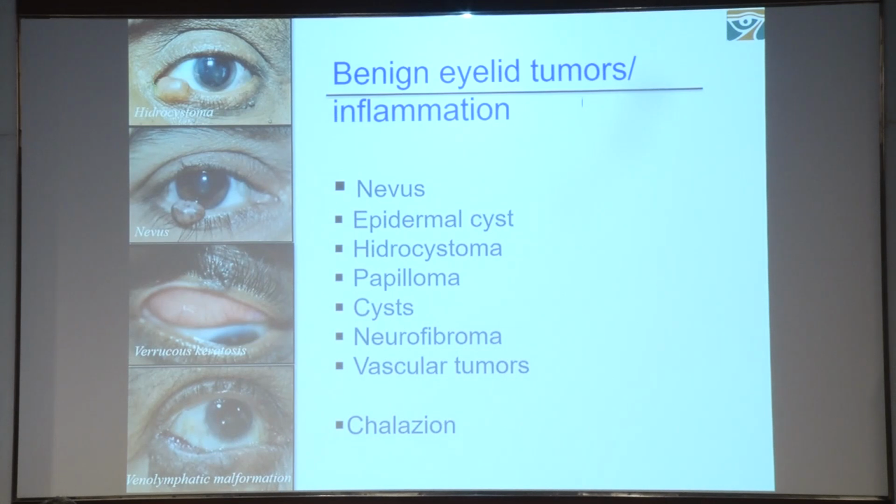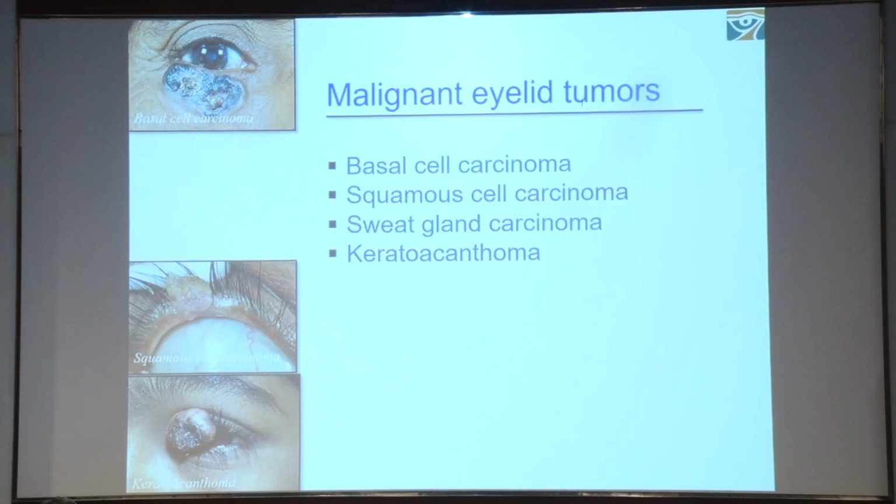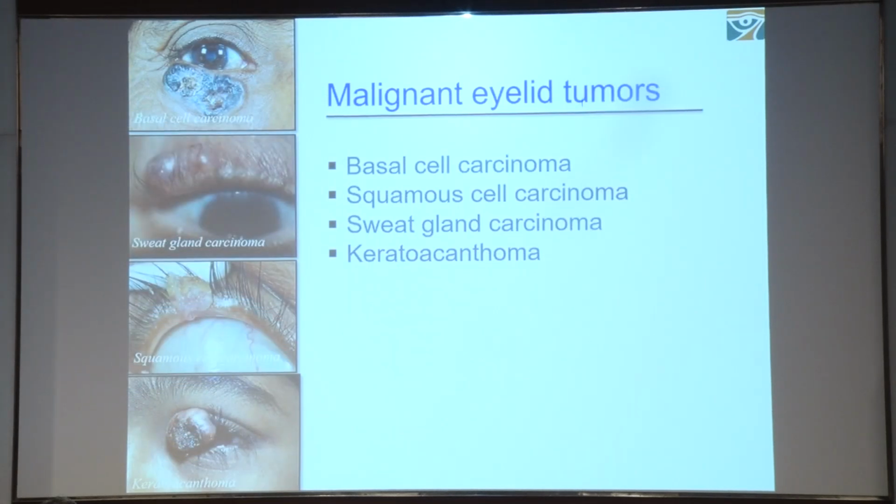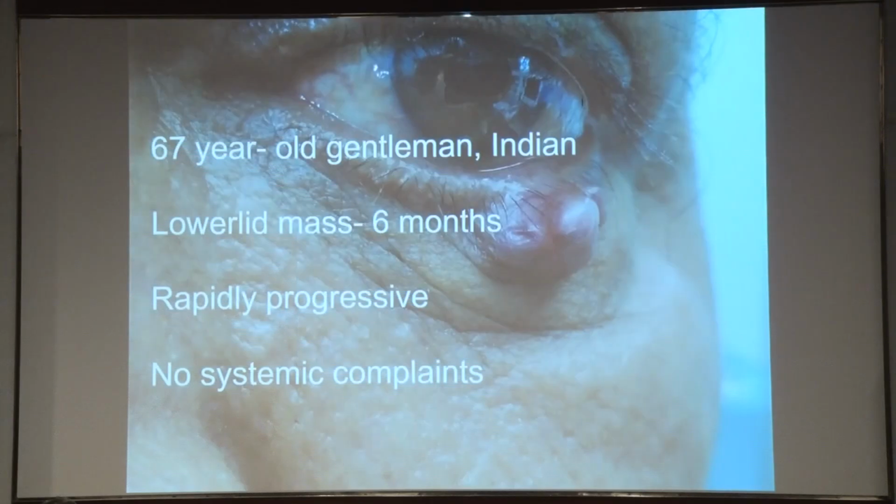So benign eyelid tumors, we all know, include cysts, nevus, hydrocystoma, papilloma, neurofibroma, vascular lesions, and chalazion. Chalazion is something which really is very tricky in most of our practices. Malignant eyelid tumors include basal cell, squamous cell, sweat gland carcinoma, and keratoacanthoma, and these all arise from the anterior lamella. So this is a 67-year-old Indian gentleman with a lower lid mass for 6 months, rapidly progressive. Anything rapidly progressive, again, you have to suspect could be a malignant lesion.